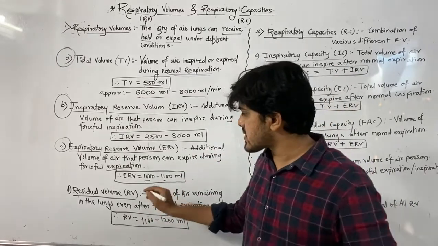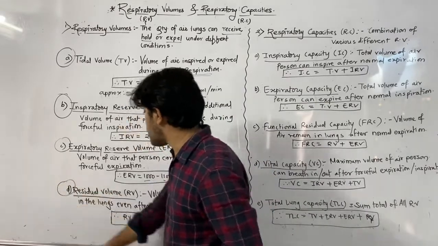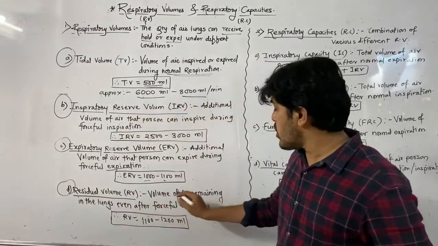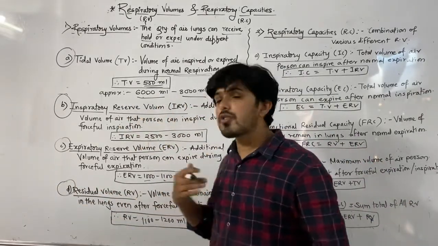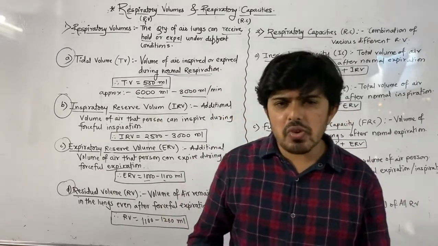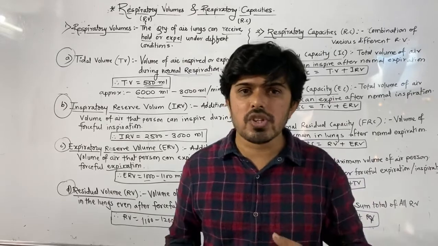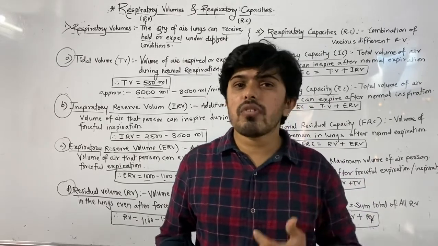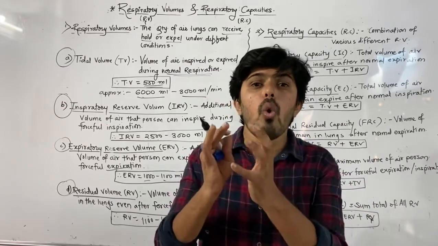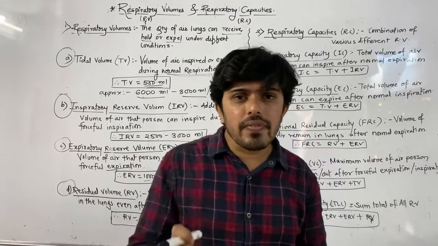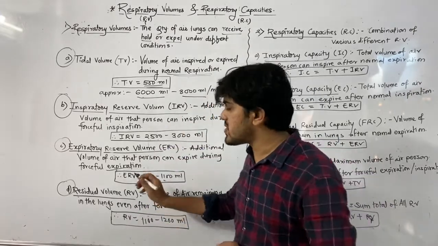You can see this next definition, residual volume, I am talking about it. Volume of air remaining in the lungs even after forceful expiration. Suppose if I breathe in and I forcefully throw my air out, after expiration, complete 100% air will not come out. Lung will hold a certain amount of air, and that amount of air is called as residual volume.